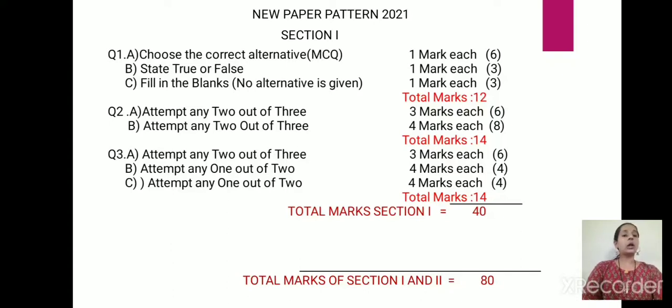Now talking about section 2. Section 2 will have the same paper pattern. Now instead of question 1 you will have question 4, then question 5 and then question 6, and a total of 40 marks.